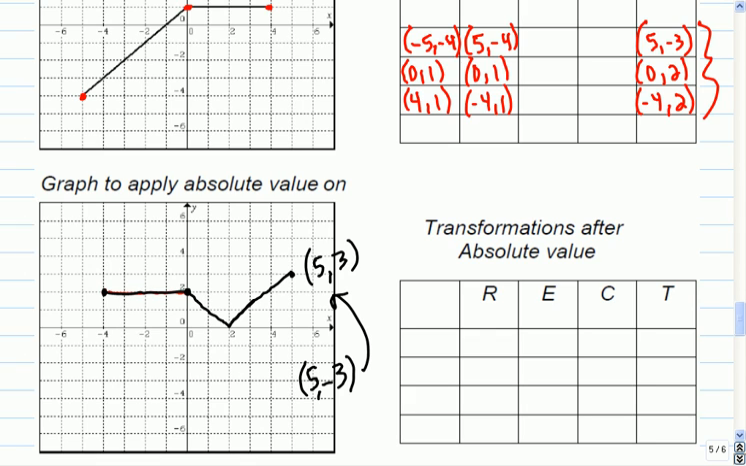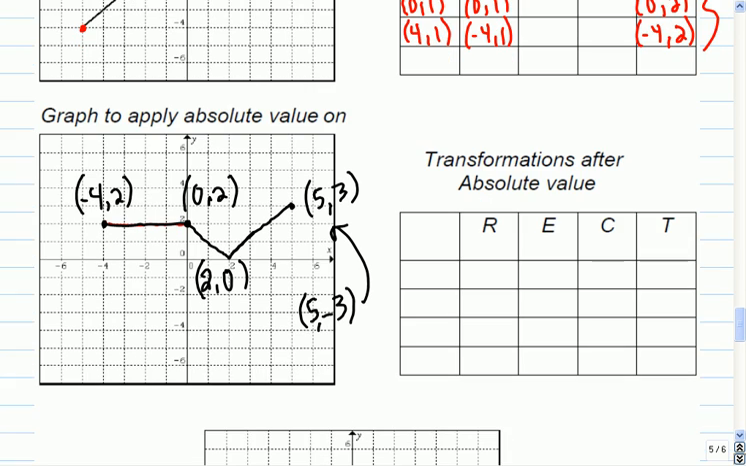So now I can see I have a new key point. This is the key point I'm going to include as well now. I'm going to include 2, 0 into it. This is -4, 2. And this is also 0, 2. So those points from -4, 2, 0, 2, and 2, 0, and 5, 3.